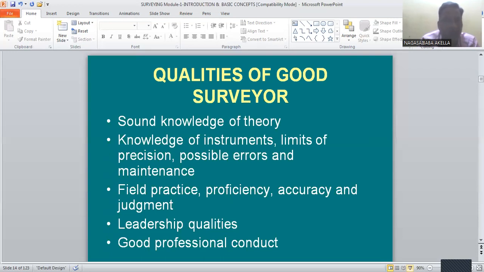He should have good practice in the field. He should have proficiency in using the instrument. He should know the accuracy and he should have judgment capacity. And moreover, he should have leadership qualities to guide the team members, and good professional conduct. So these are the qualities of a good surveyor. One should have these qualities.